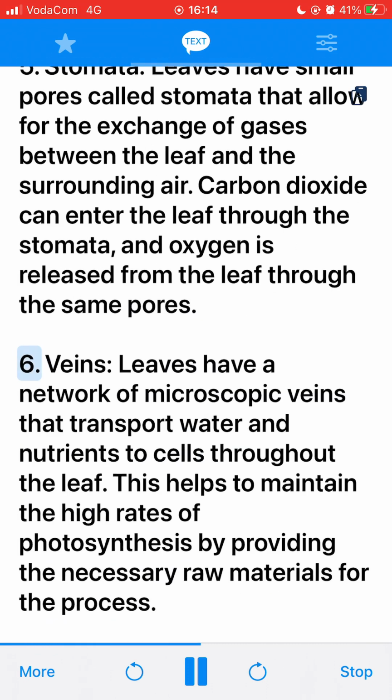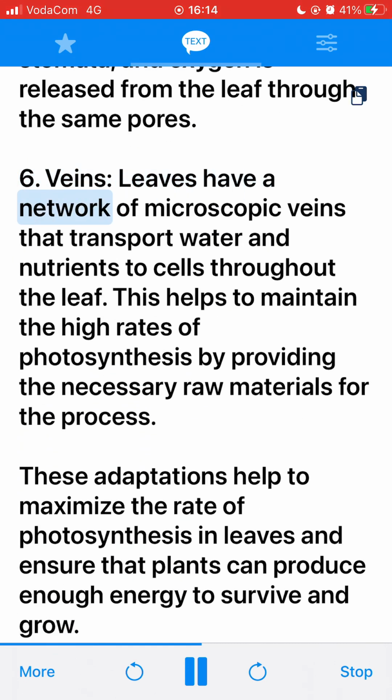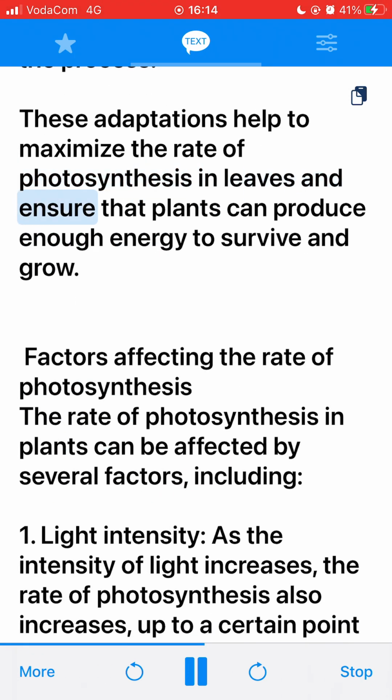6. Veins. Leaves have a network of microscopic veins that transport water and nutrients to cells throughout the leaf. This helps to maintain the high rates of photosynthesis by providing the necessary raw materials for the process. These adaptations help to maximize the rate of photosynthesis in leaves and ensure that plants can produce enough energy to survive and grow. Factors affecting the rate of photosynthesis.